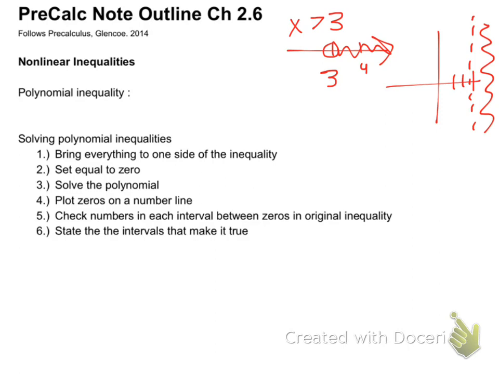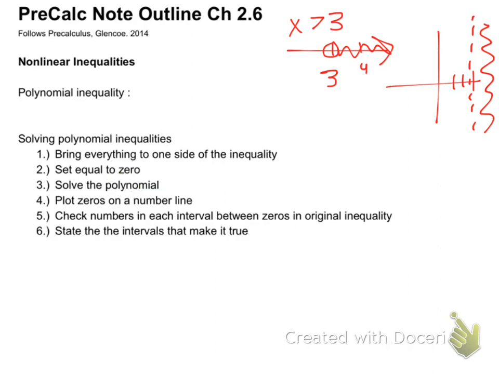Now, to take them step by step, number one, I want you to bring everything to one side of the inequality. So your inequalities are going to have some kind of polynomial greater than or equal to, less than or equal to, some number or another polynomial. Bring everything to one side. Basically, set it equal to 0 is what we're trying to do. It just has an inequality sign. Because in step number 2, as you can see, I am going to set it equal to 0.